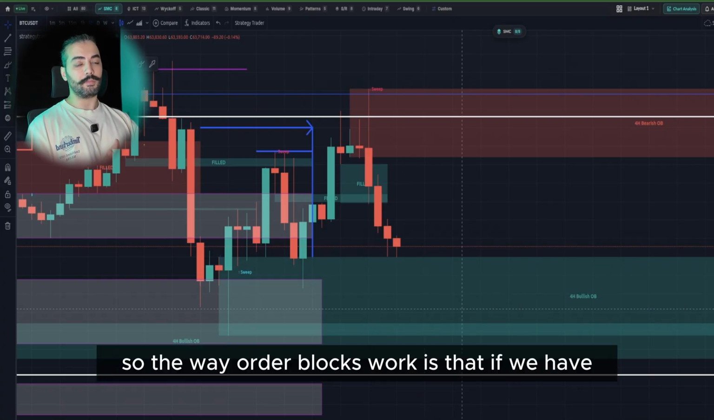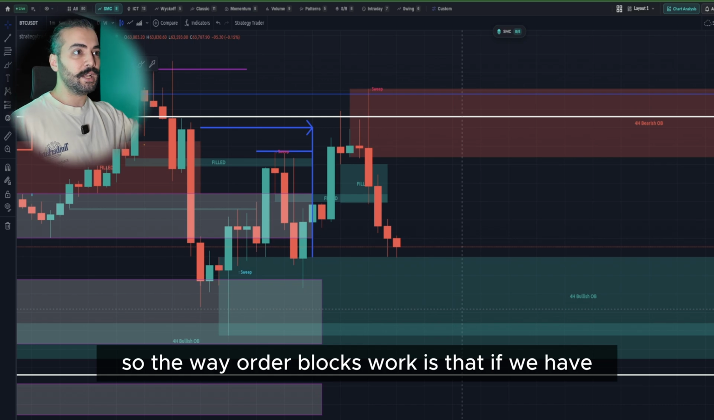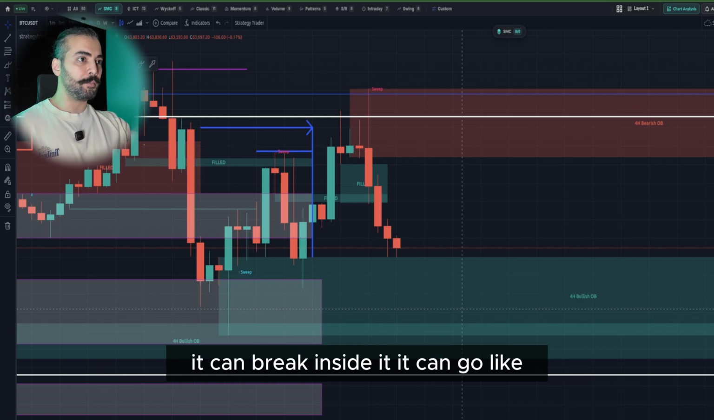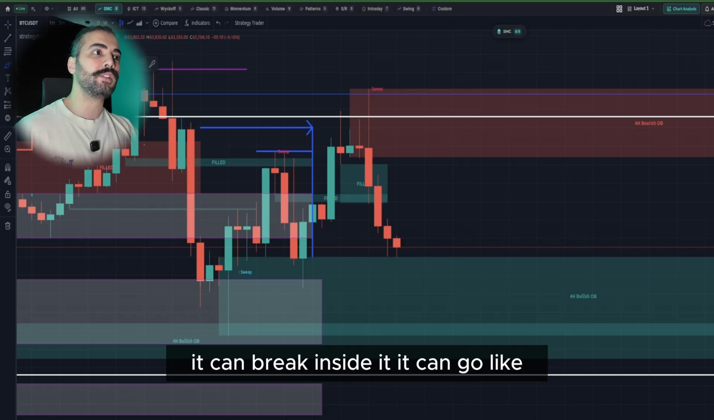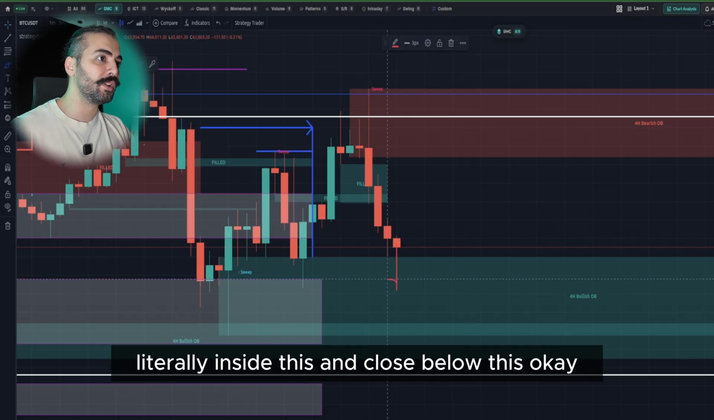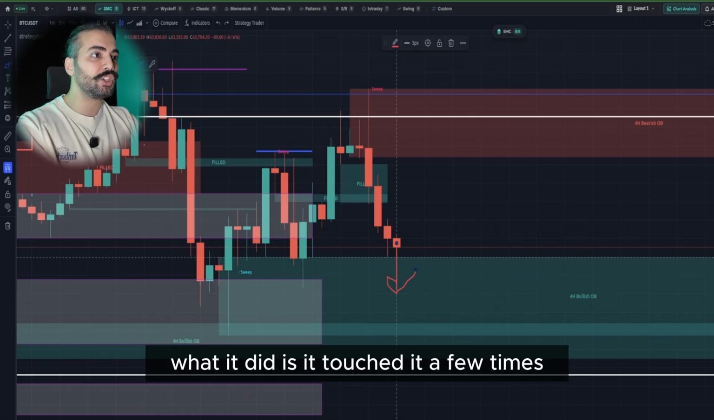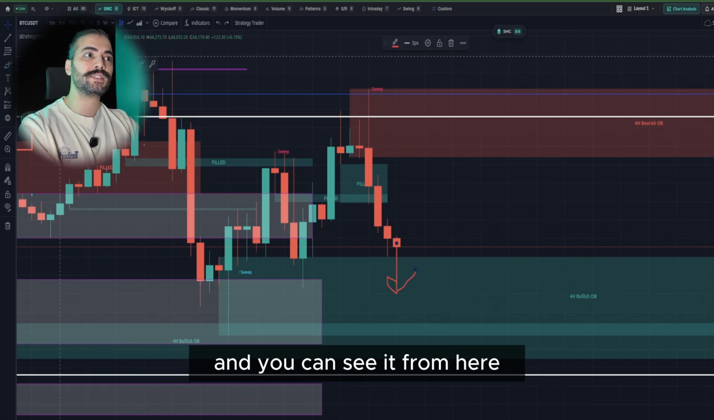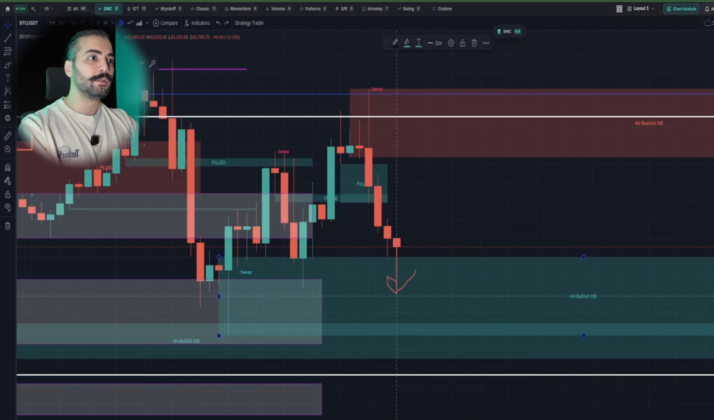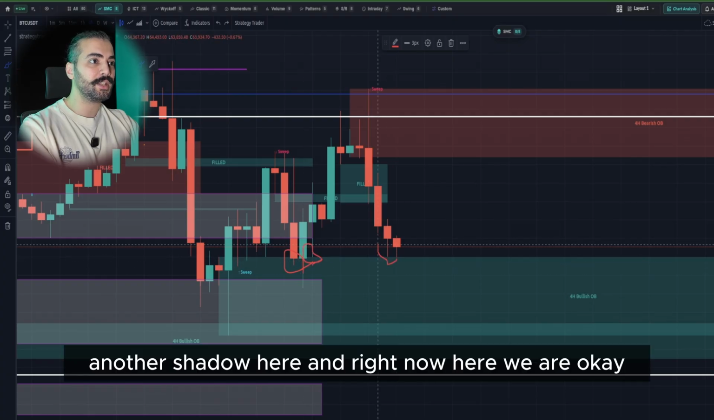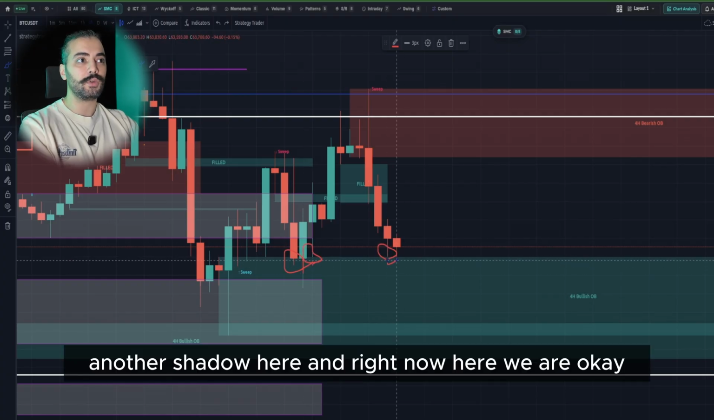So the way order blocks work is that if there are not too many orders, it can break inside it. It can go literally inside this and close below this, okay? But this is not the case for now. What it did is it touched it a few times, and you can see it from here. It touched it here, another shadow here, and right now here we are, okay?